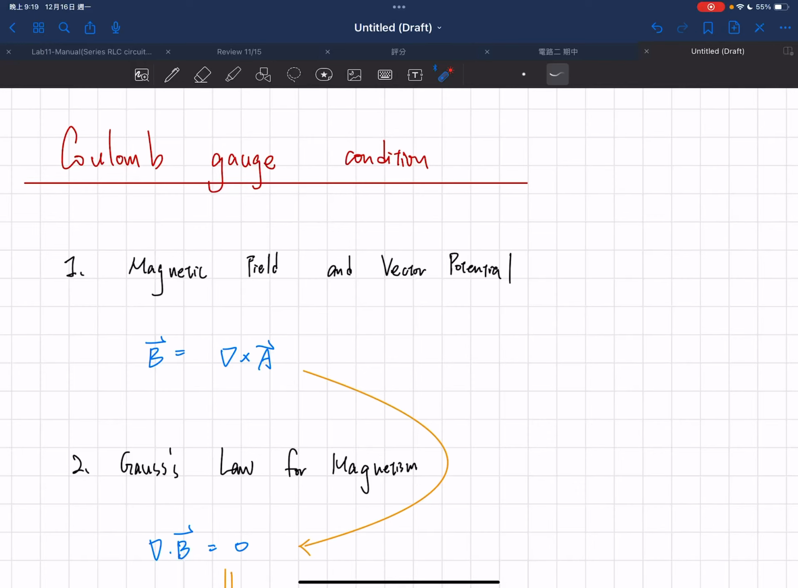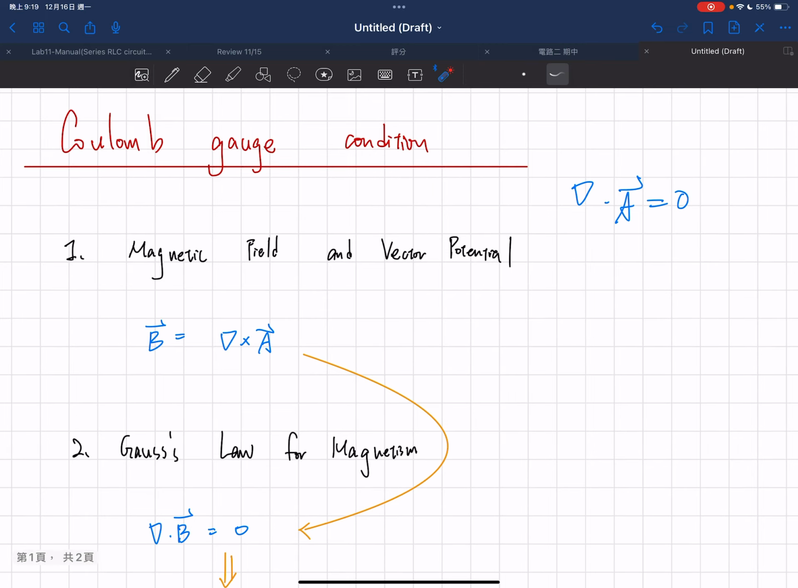So what I'm introducing is the formula gradient of A equal to 0. Okay, so I'm gonna prove it, and this is known as the Coulomb gauge condition. This condition is used in the context of magnetostatics and simplifies the equations involving the magnetic vector potential A vector.